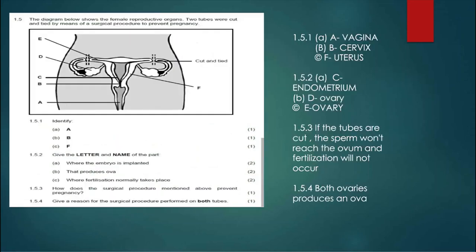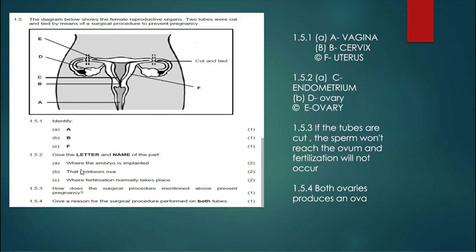Now let's look at the next set of questions. The diagram below shows female reproduction organs. 2 tubules were cut and tied by means of surgical procedure to prevent pregnancy. Identify part A. Part A is vagina. Part B is cervix. Part F is uterus.